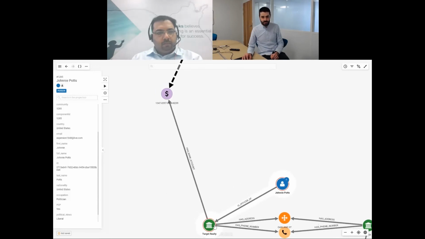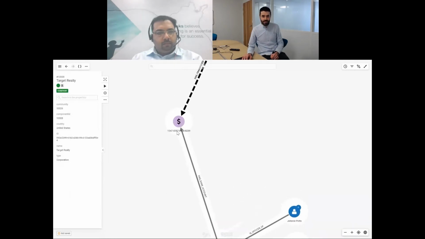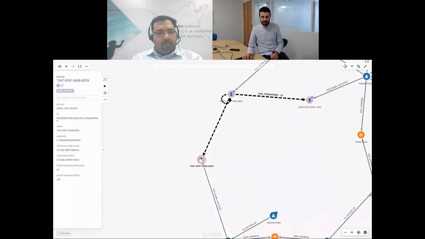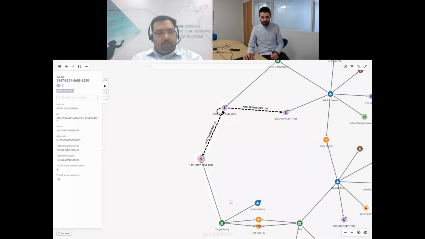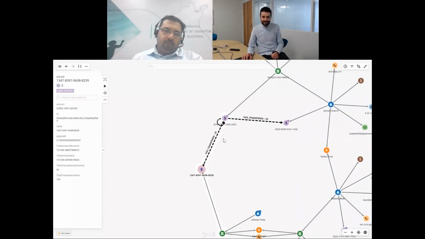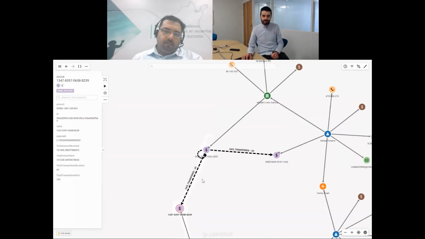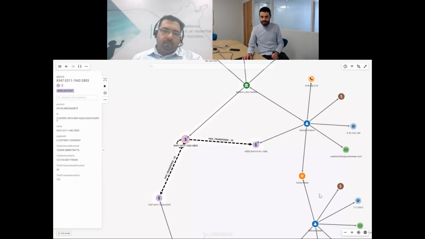And the company is tied to a bank account. So I don't have a lot of information about that bank account because Target Realty is not a client of the bank, but I can see that the bank account has received some money from the bank account associated with Adolph's Art Gallery. Okay, so let's zoom out a little bit.